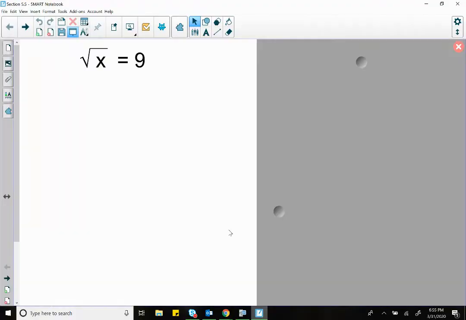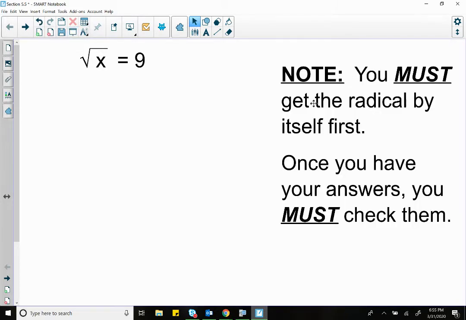Let's talk about section 5.5. In here, just like what happened in section 4.5, we are solving radicals, just like section 4.5 was solving rationals. So here we've got a radical. And when we solve radicals, the most important thing for you is what I have hidden under here. You must get the radical by itself first. Whatever the radical is, it has to be by itself.